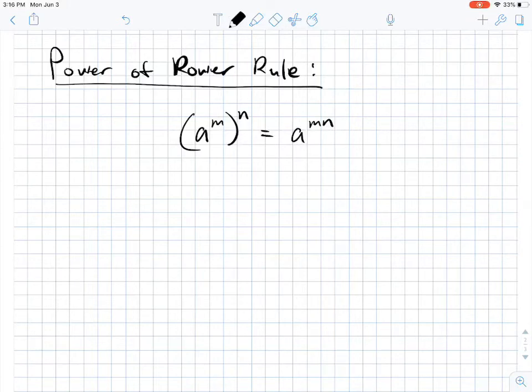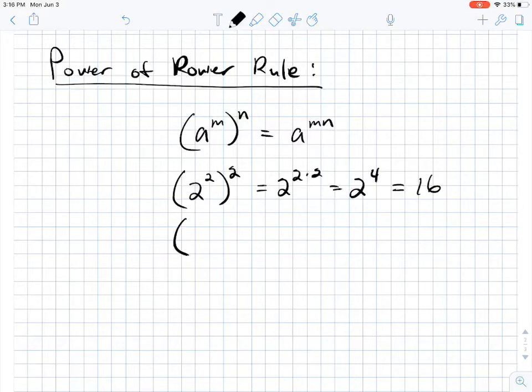Let's assume you did have this really quickly. I'm going to just say 2 squared, squared. Either way it goes, I should have 2 times 2, which is 2 to the 4th power, as we know is 16. So let's say I multiply this out: what's 2 squared? 4. What's 4 squared? 4 times 4, which is 16. There you go. So with the power of a power, you're just simply multiplying the exponent on the outside by the exponent on the inside. That is the power of power rule.